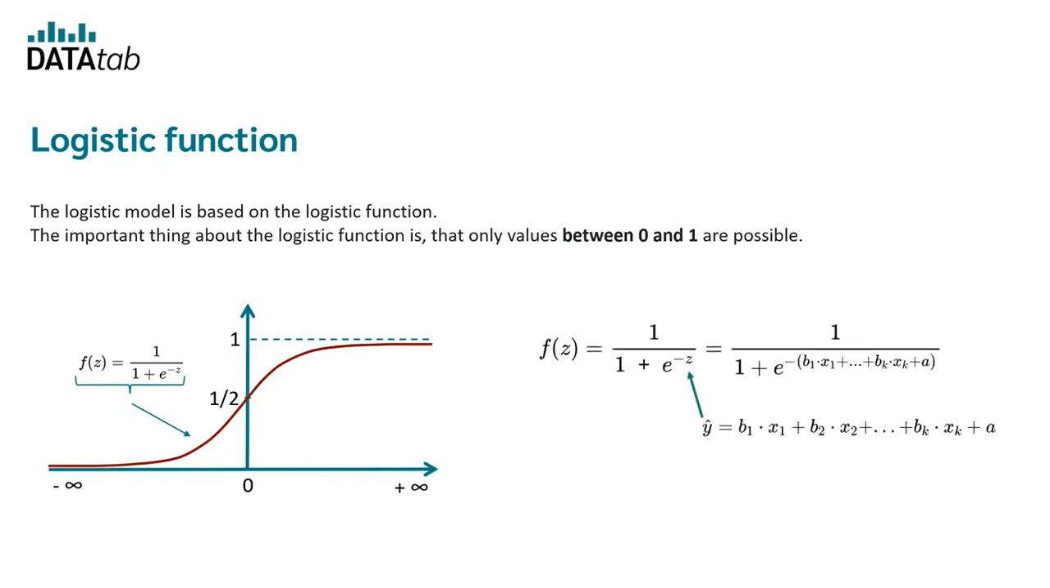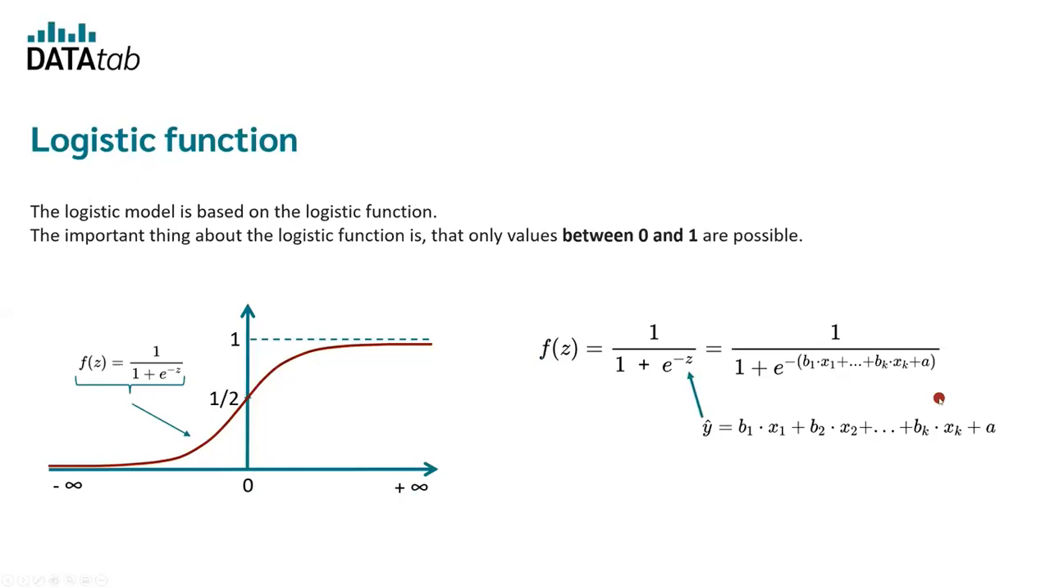The equation for logistic regression now looks like this. We have 1 divided by 1 plus e to the power of minus z. For z, we now use the usual equation from the linear regression, which is the equation here below. b1 to bk are the regression coefficients, and a is the intercept, x1 to xk are the independent variables. After we insert all that, our logistic function looks like this.